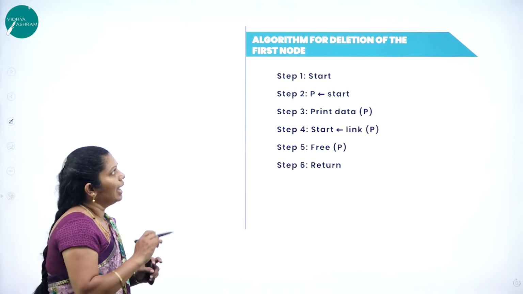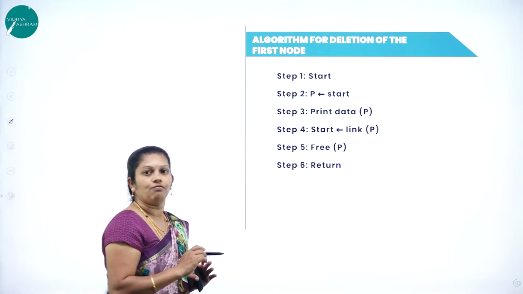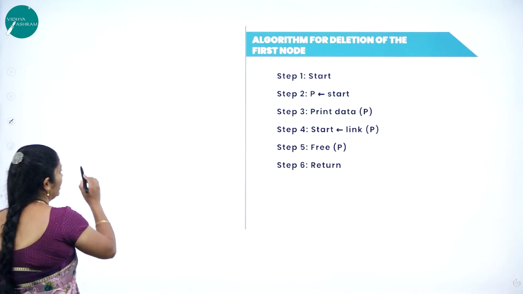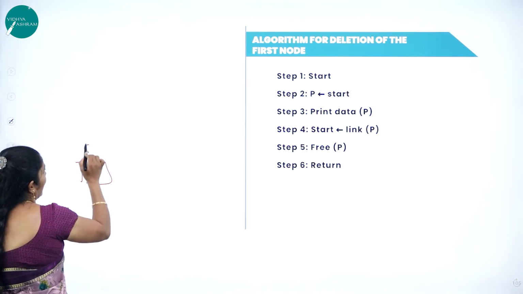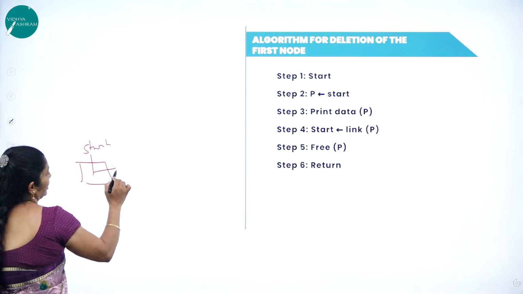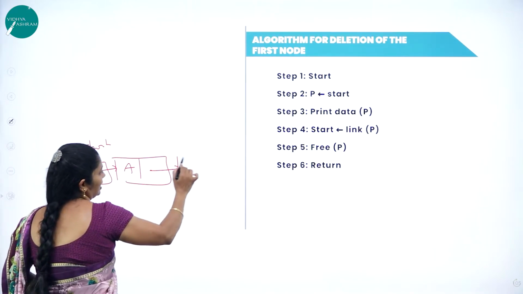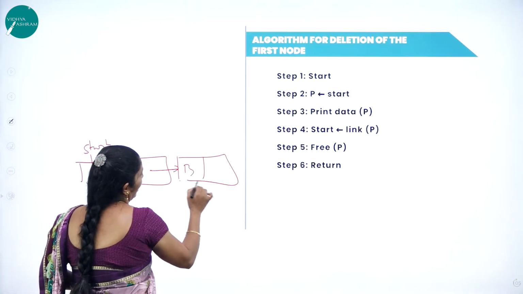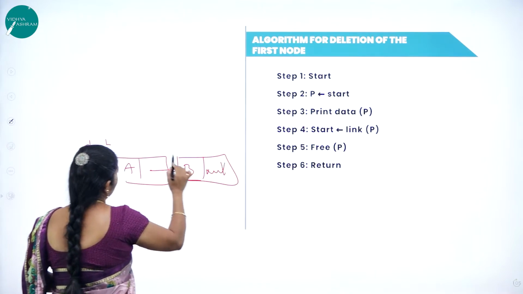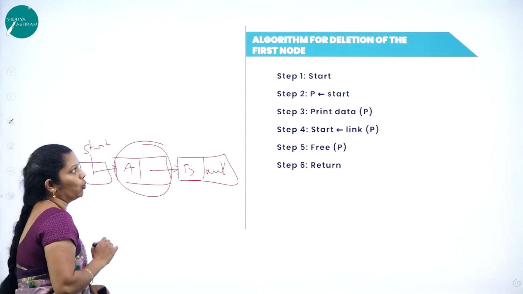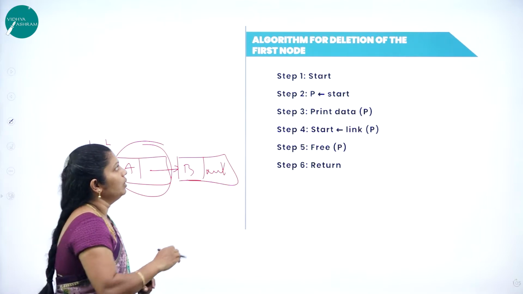Next, we will move on to the algorithm for deletion of the first node. You know already, start contains the address of the first node. Then here it contains the data. Then the address part contains the next value B, and then here null. It means that if you want to delete the first node, what do you have to do?